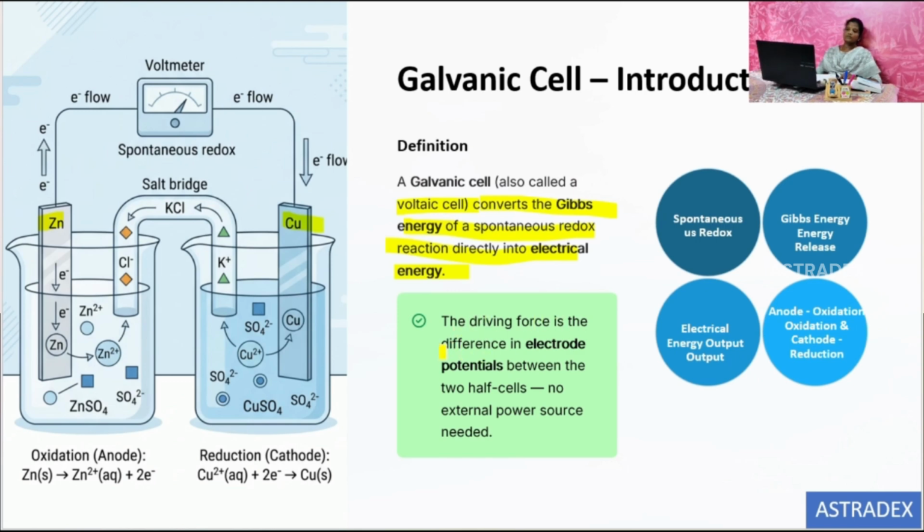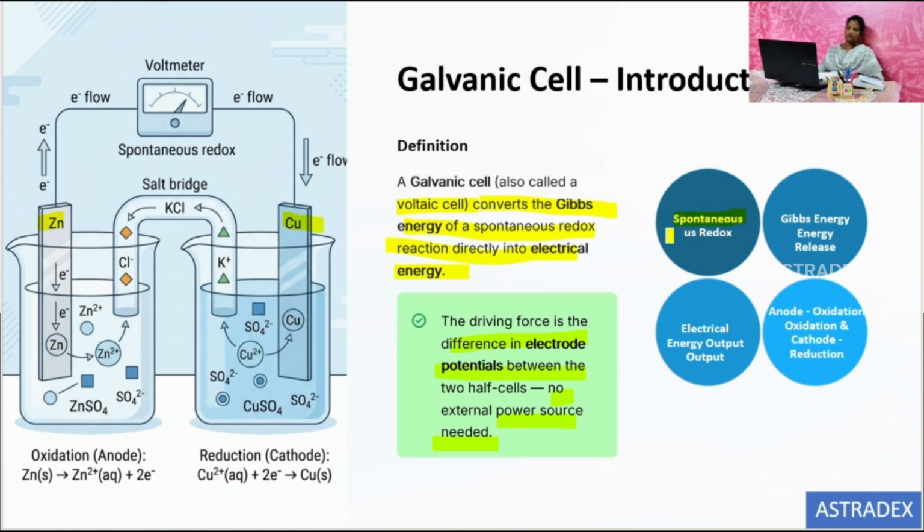So the driving force is the difference in electrode potential between the two half cells. No external power source is needed. This driving force is what we said earlier: when we place an electrode in the electrolyte, it may lose, or it may gain, or it may just stay quiet, meaning nothing happens. By that driving force, one of the reactions will take place. If one is losing and another is gaining, definitely there will be a flow of electrons. Please register this in your mind again and again.